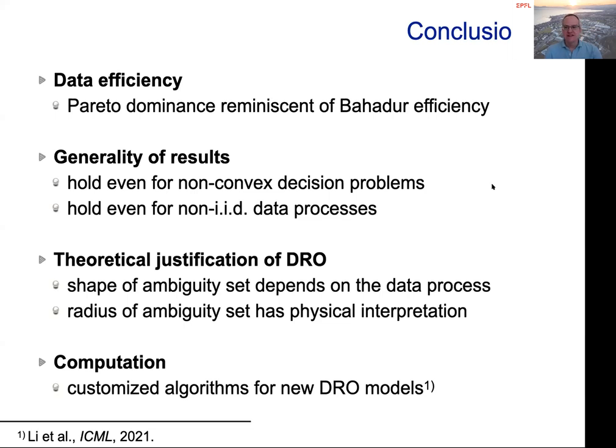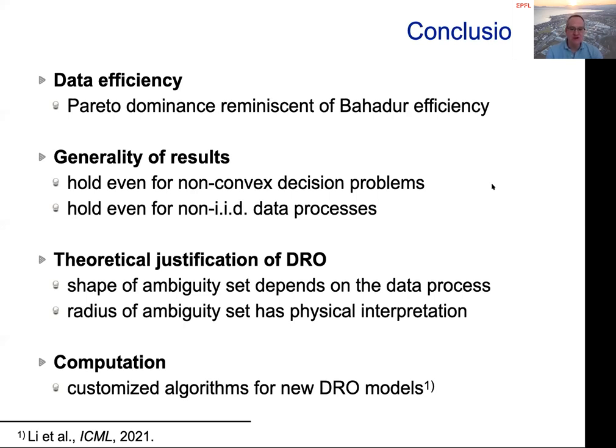I should also point out that the results are in some sense quite general. They even hold for non-convex decision problems. We never use any convexity. And they also hold for quite a general class of data generating processes, so in particular for non-IID data processes like Markov chains or autoregressive processes. So in some sense, these results could serve as a justification for using distribution-robust models.